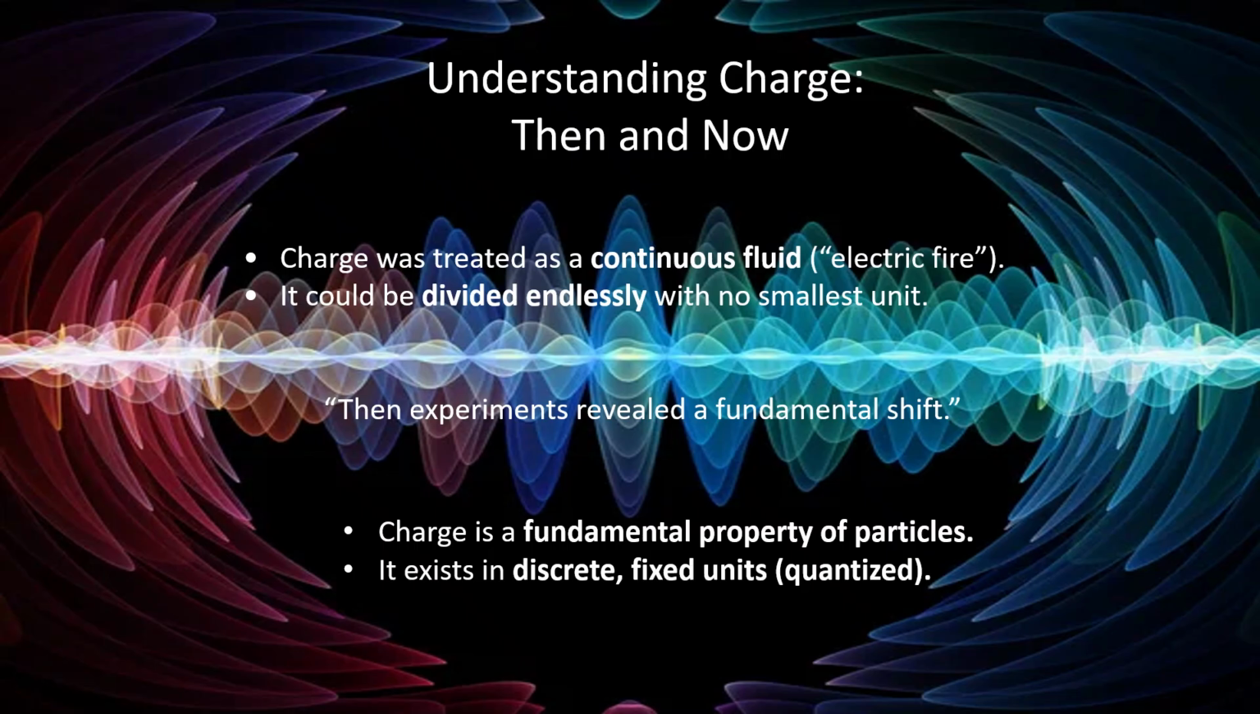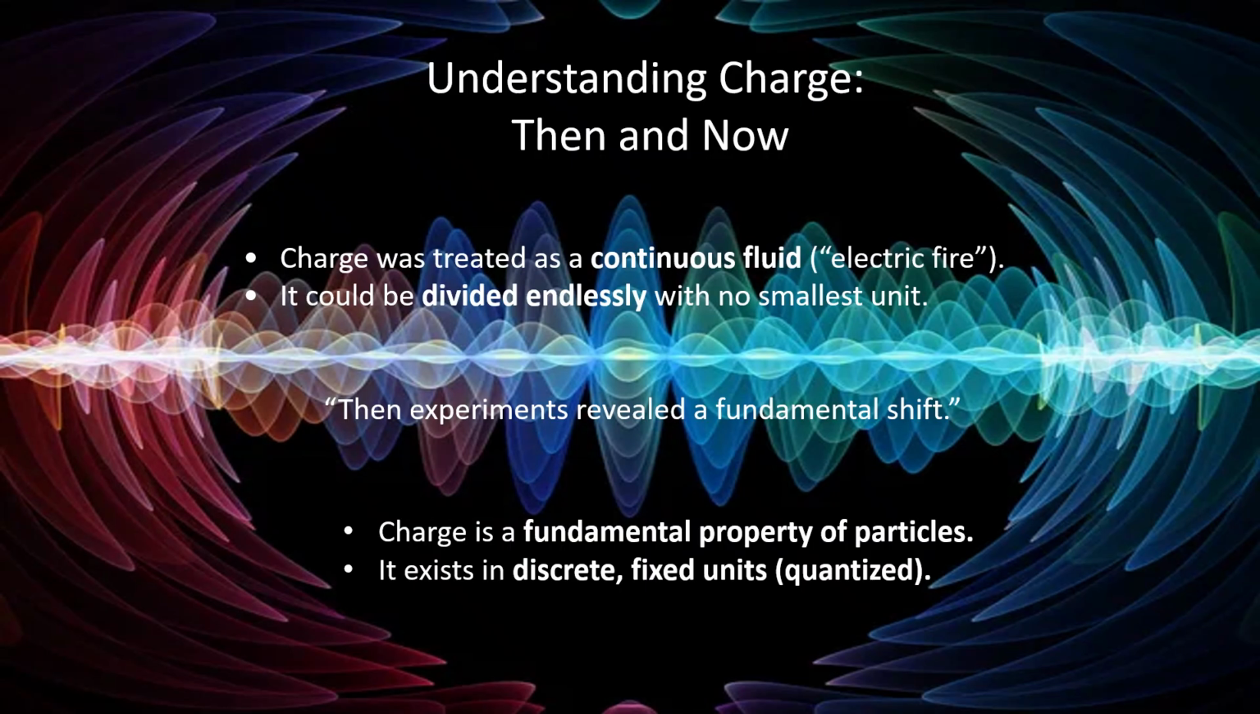Today, the picture is very different. Modern physics defines charge as a fundamental property of particles, the building blocks of matter. It is not continuous but quantized, existing only in fixed, indivisible units, and it determines how matter interacts with energy and light. And that leads to one of the most important insights in physics: charge doesn't flow like a fluid, it comes in discrete packets. The quantization of charge.